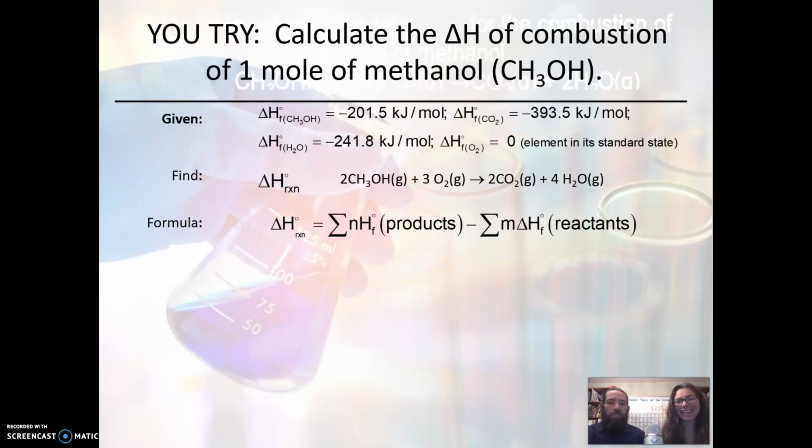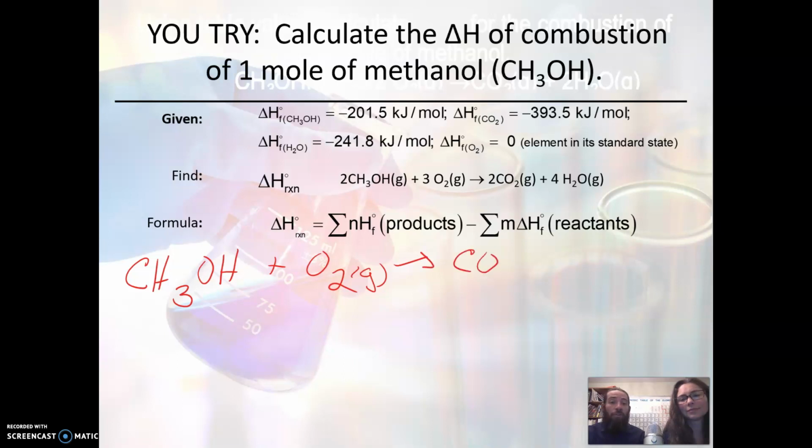We've got the delta H of combustion. So I think that just means this is a combustion reaction. It's still the delta H of the reaction for 1 mole of methanol. And look at this. This reaction balanced has a coefficient of 2. So that's going to be a little bit interesting. When we do the formula, we're going to end up with the value for 2 moles of methanol. We're going to have to divide that by 2.